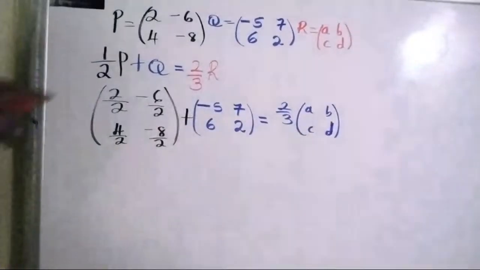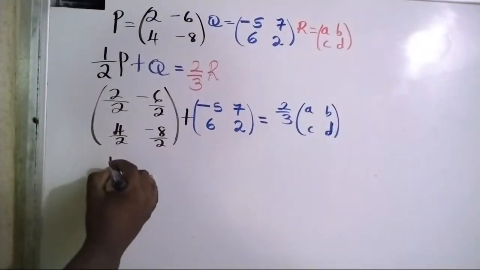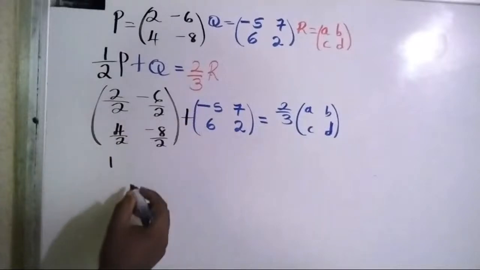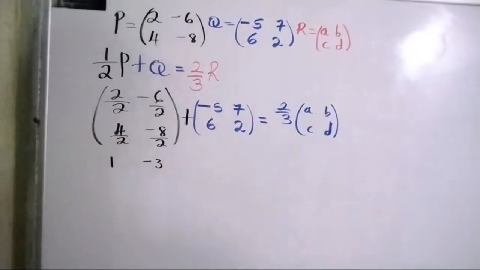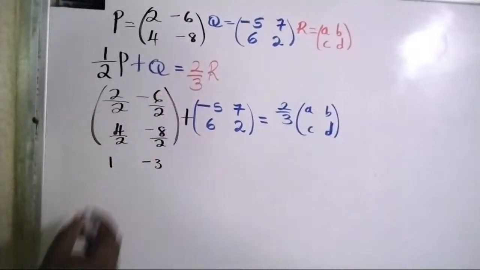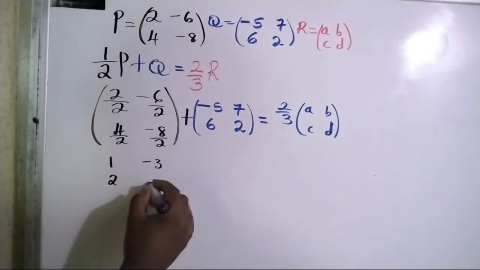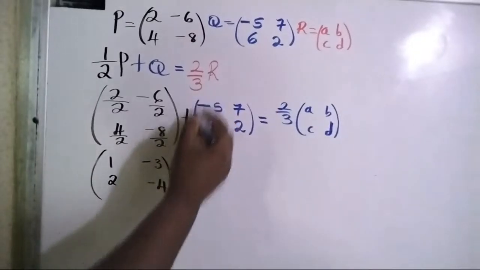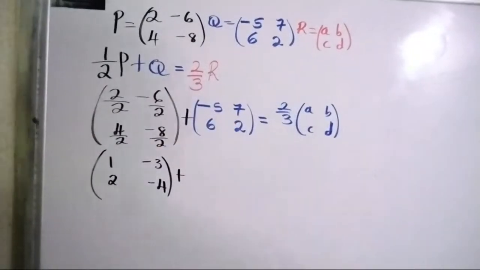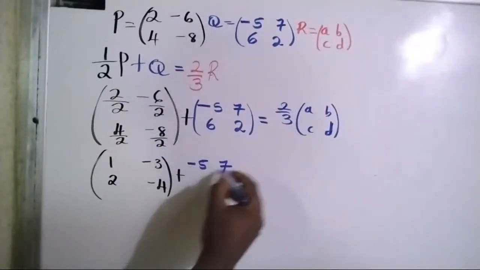Alright? So when we find a half, we're just dividing each number by 2. So let's go. 2 divided by 2, that's 1. -6 divided by 2, that will be -3. A negative divided by a positive is negative. 4 divided by 2 gives us 2, and then this will give us -4. But remember what they say we are to do. They say we are to add this. I'm going to explain it, so if it's for the first time, you will be able to do it after, alright?